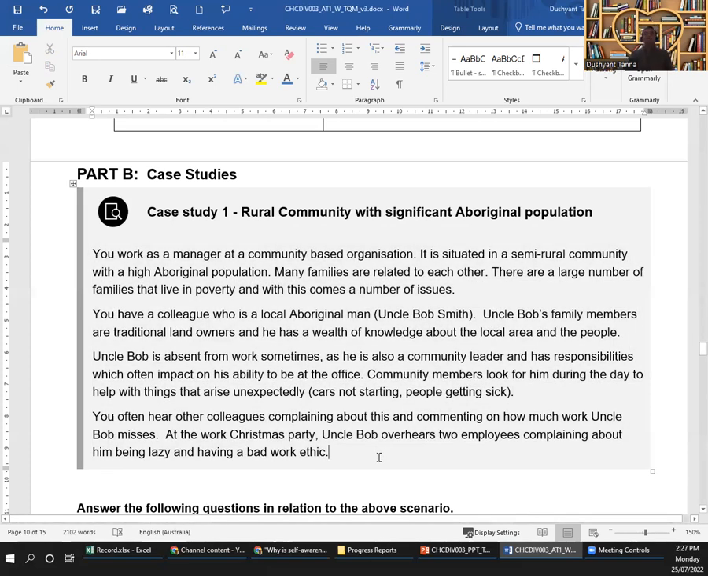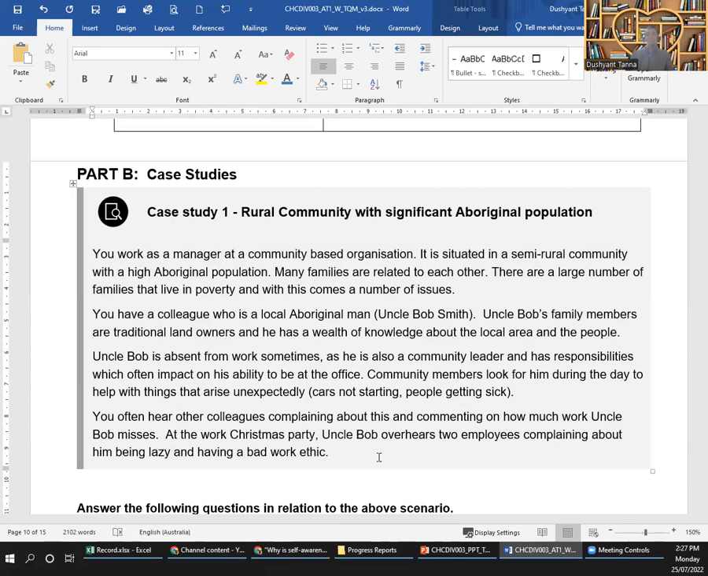You are a manager. You work as a manager at a community-based organization. It is situated in a semi-rural community with a high Aboriginal population, which is Aboriginal people of Australia. Many families are related to each other because it's a small, close-knit community. There are a large number of families that live in poverty, and with this comes a number of issues. We know that very well. You have a colleague who is a local Aboriginal man, Uncle Bob Smith. Bob Smith's family members are traditional landowners and he has a wealth of knowledge about the local area and the people. That's him. That's Bob.